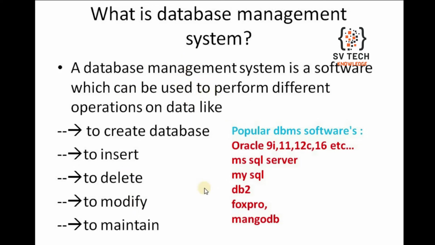So here I am giving a few important or most popular DBMS software. That is Oracle 9i, 11, 12c, 16, etc. We have so many versions in Oracle. Next, MS SQL, Microsoft SQL Server, or MS SQL Server we call it. MySQL, DB2, FoxPro, MongoDB. Like this, we have various organization-oriented DBMS software which are widely used in our present industry.